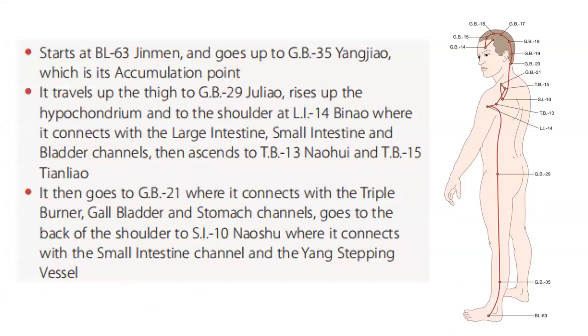The Yang linking vessel starts at bladder 63 and goes up to GB35, which is its accumulation point. It travels up the thigh to gallbladder 29, rises up the hypochondrium and to the shoulders at LI14, where it connects with the large intestine, small intestine, and bladder channels, then ascends to triple burner 13 and triple burner 15. It then goes to gallbladder 21, where it connects with the triple burner, gallbladder, and stomach channels, goes to the back of the shoulders to small intestine 10, where it connects with the small intestine channel and the Yang stepping vessel.